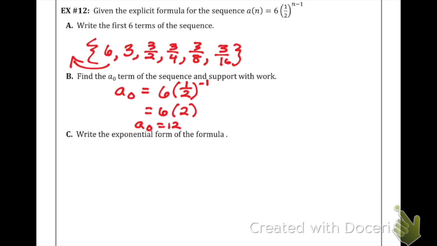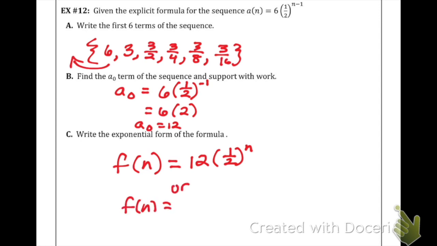So let's write our exponential form in function notation. So f of n is equal to, we can either do 12 times 1/2 to the n, or f of n is equal to my first term, which is 6 times 1/2 to the n minus 1. Both are acceptable. Both will get you the same results.